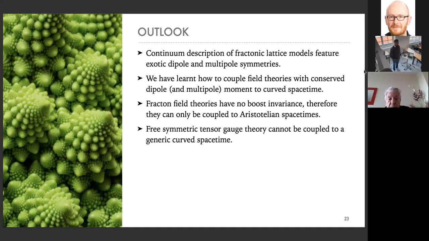And we learned how to couple such theories to curved spacetime. The talk again only focuses on dipole, but in the paper that I cited before, we worked out the multipole symmetries as well, and how to gauge them.